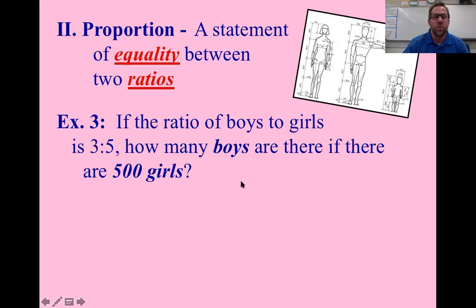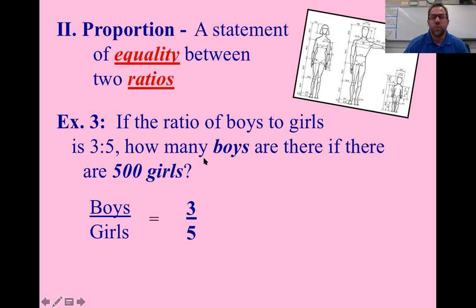So let's go back to the boys and girls at our school. If the ratio of boys to girls is 3-to-5, how many boys are there if there are 500 girls? This is a pretty simple problem. You can probably do it in your head, but let's go ahead and do it on paper. We're comparing boys to girls, and we've got 3-to-5. We know that the ratio is 3-to-5, but there are obviously more than just 3 boys at our school, and obviously more than just 5 girls at our school.